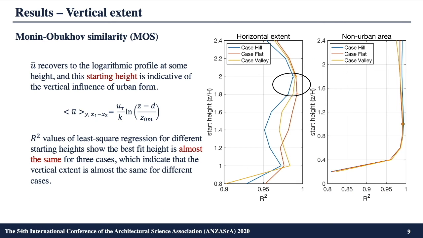Then we analyze the zones of urban influence in the vertical direction, named the vertical extent. The first method we used is the Monin-Obukhov similarity. The main assumption is that the starting height is an indicator of the vertical influence of urban form. I won't go into details due to the time limit. We apply least squares regression for this formula for different starting heights, and as we can see, the best fit height is around 2h for the three cases, which indicates that the vertical extent is almost the same for different cases. The result for the non-urban area is just shown to indicate the local influence caused by buildings in the vertical direction. In addition, the almost identical profiles further prove that the horizontal extent we defined earlier is reasonable.